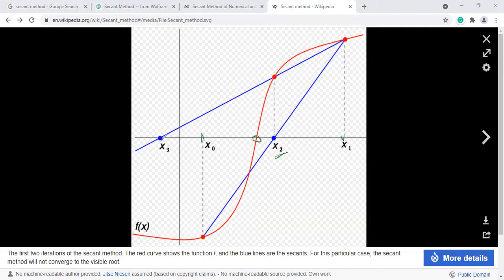So this is the next approximation to the root. Next, we find the value of the function at x3. This is the value of the function at x3, and this is the value at x2. Next, we will join these two points, (x2, f2) and (x3, f3), and the line will cut the x-axis at this point.